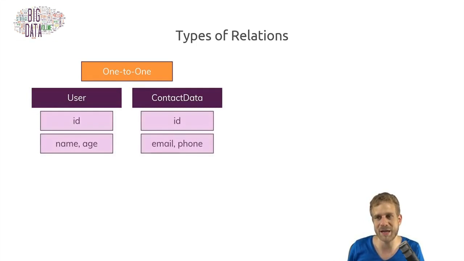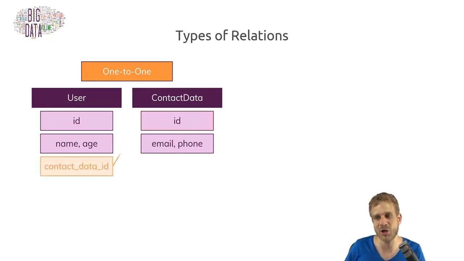The user maybe is made up of an ID, a name, an age, and the contact data could also have an ID. Typically, every record has an ID in every table. But besides the ID, a contact data record could have the email and phone number fields. And then maybe we want to separate that in two tables, but we still want to ensure that every user has one contact data piece.